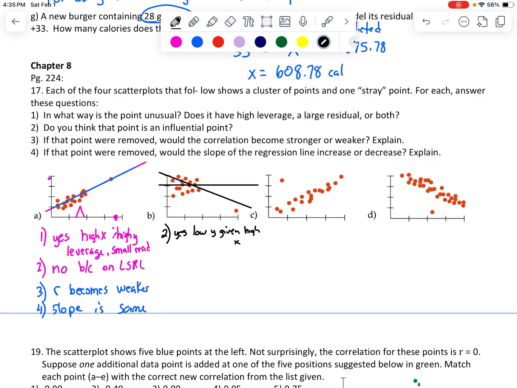Now, right now, we're going to say it has a large residual, okay? It has high leverage, large residual. Okay, that was question 1. Question 2: is it influential? And our answer is yes, because slope changes.